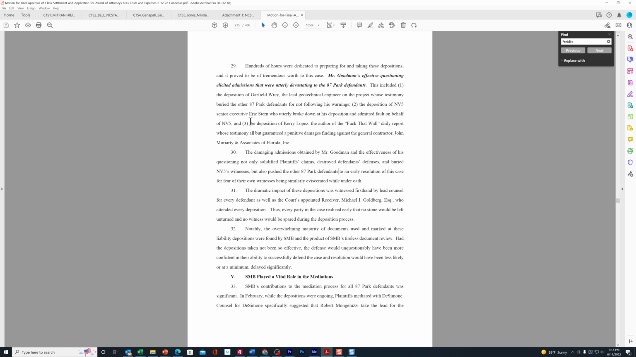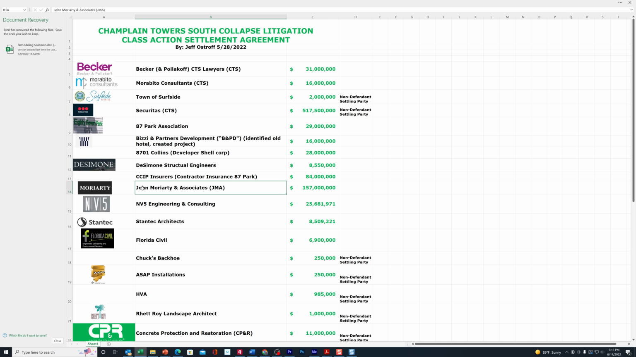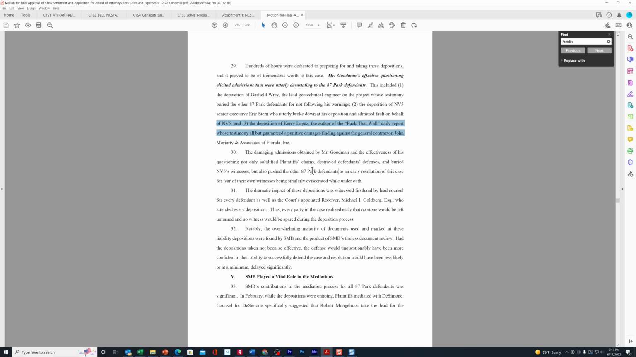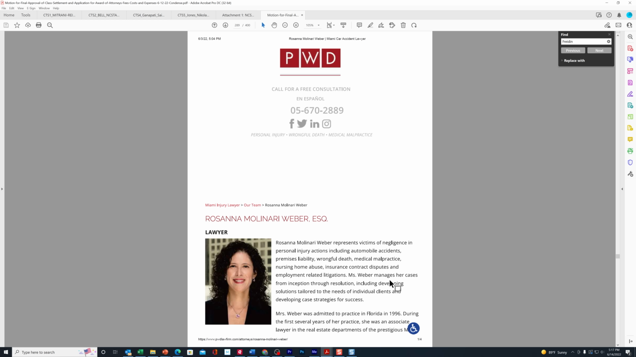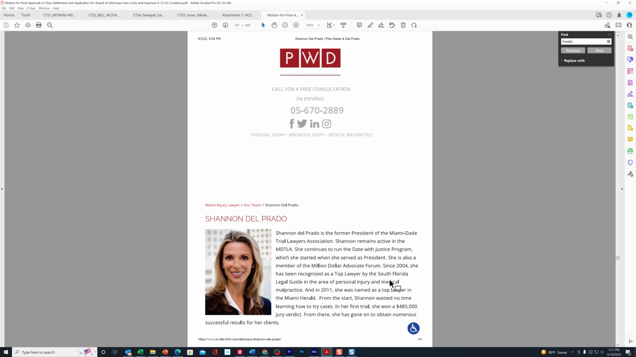And then, of course, we all know about this guy with that famous report or email, I forget what it was that he had sent out, but this report had pretty much guaranteed punitive damages against the contractor, John Moriarty, which, as you can see here on my spreadsheet, forked over $157 million as part of the settlement. So yeah, some of these attorneys here for sure really earned their keep. And of course, the court document goes on to name numerous other attorneys.